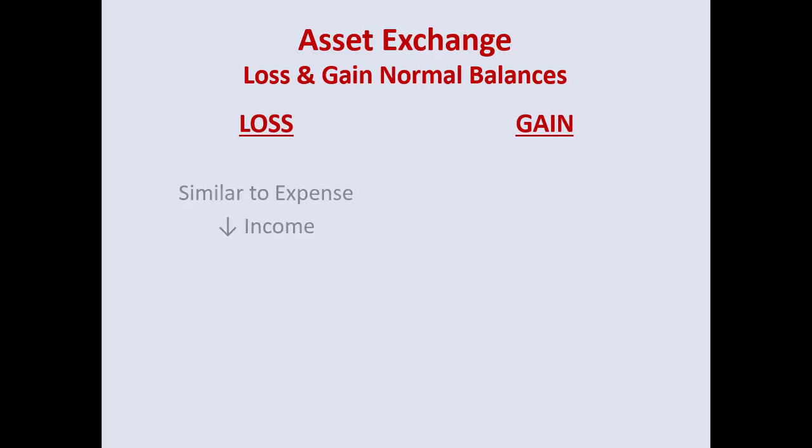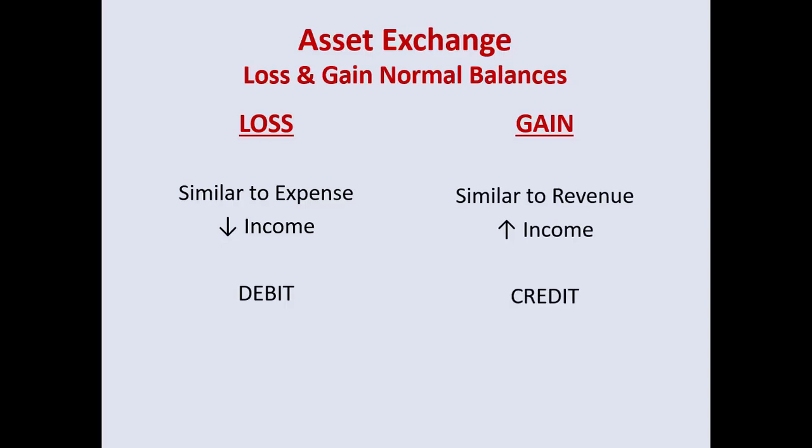All right, let's review normal balances. A loss will decrease income, so the normal balance is a debit, just like an expense. A gain will increase income, so the normal balance is a credit, just like a revenue.